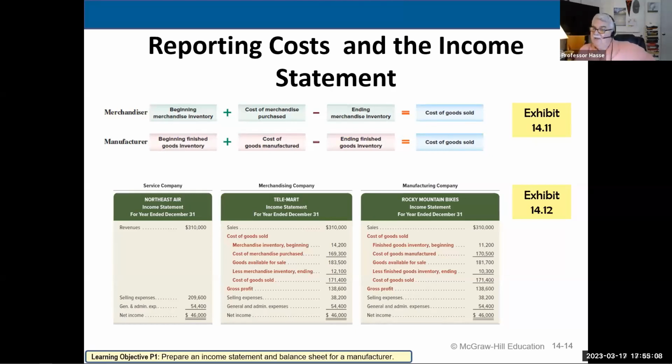And look at a manufacturing company. Now you have cost of goods sold being the difference of finished goods, or what we've completed at the beginning of the year, adding in what we produced during the year, subtracting out what we have yet to sell at the end of the year to get our cost of goods sold. A little bit more complicated. This is the income statement side of these three types of industries.